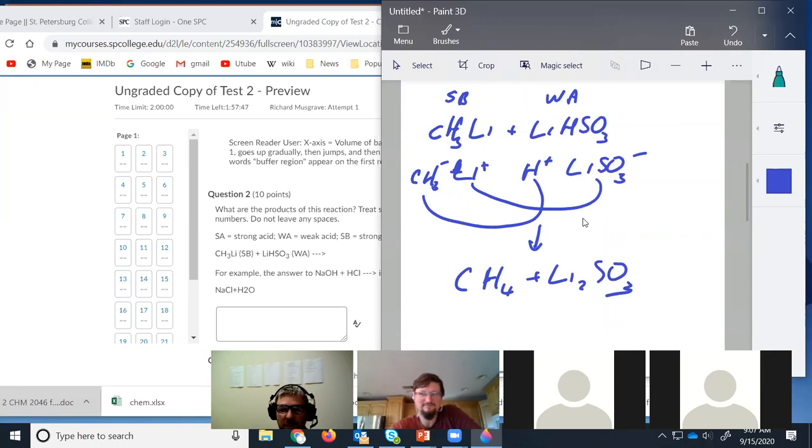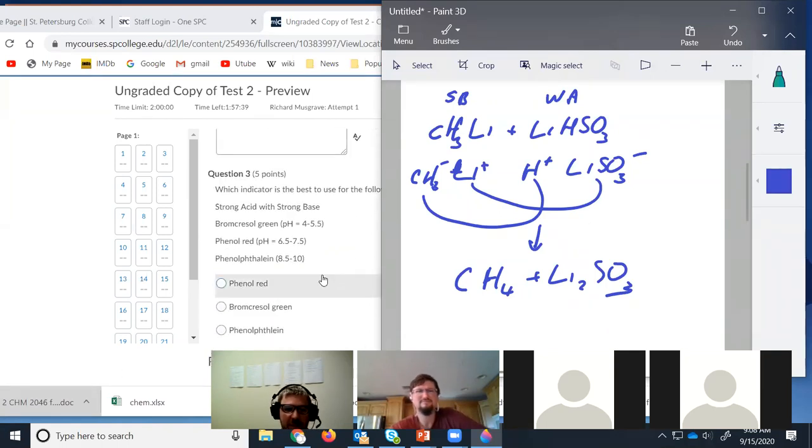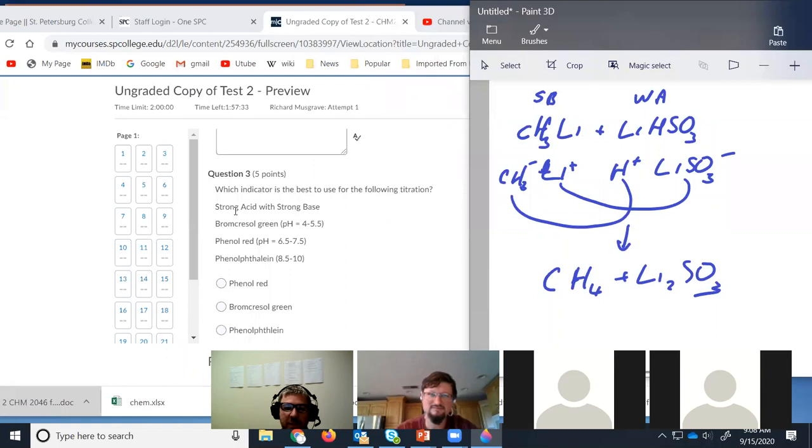I got that one, but could we do number 3 again? Okay. All right. So strong acid with a strong base. The strong acid is going to be pH of 1, strong base pH of 14. The equivalence point is going to be the average of those, which is going to be 7, which makes it phenol red. Is that okay? Yes. It's really that easy. As long as you know the pH ranges for strong acids, strong bases, weak bases, I don't see how one can go wrong with number 3.